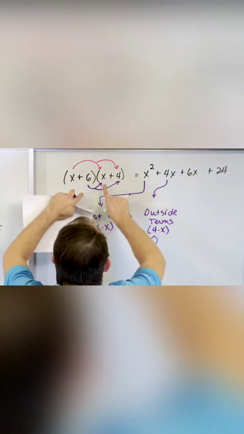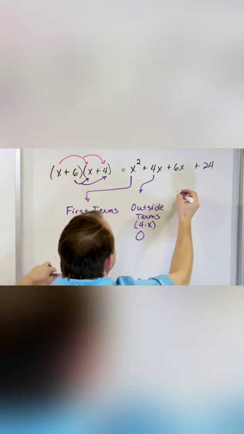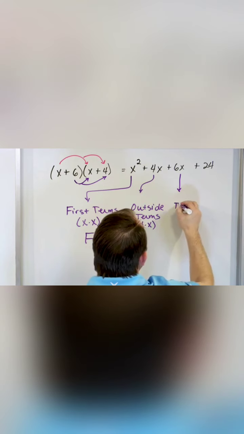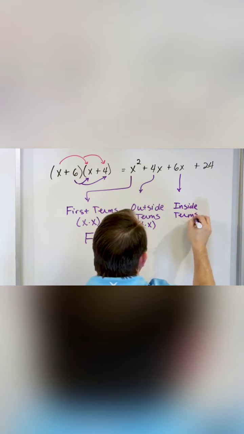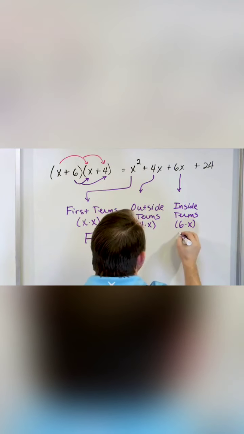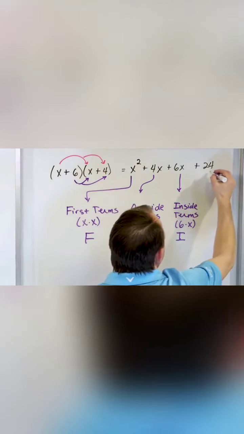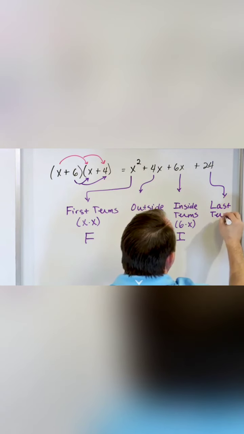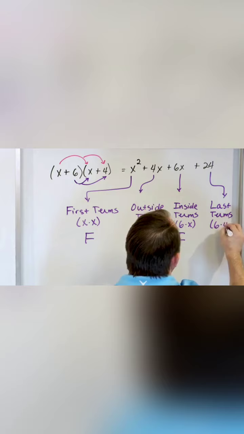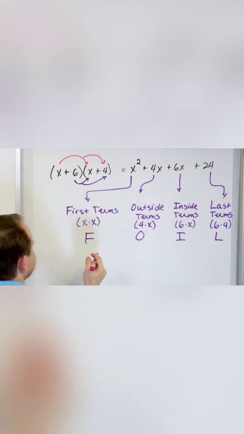All right. Then notice that we multiplied the 6 times the x. These are the inner terms, the most inside terms. So we label this inside terms, 6 times x, and we call that capital I. And then these are the last terms in each of the two binomials, 6 times 4. So we label that the last terms. And it was 6 times 4, and it was last. So this is the famous FOIL method of multiplication.